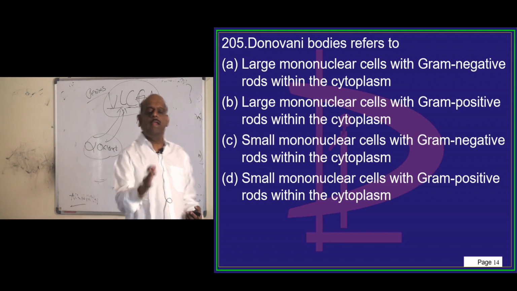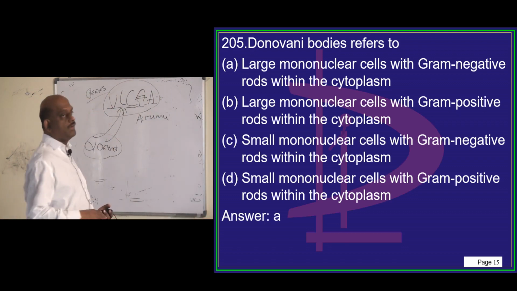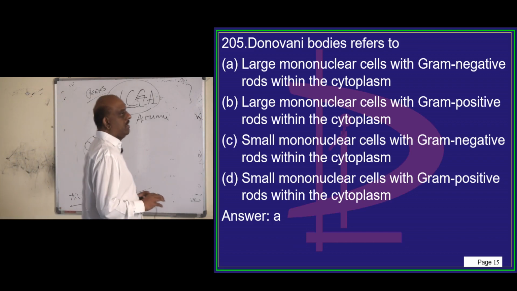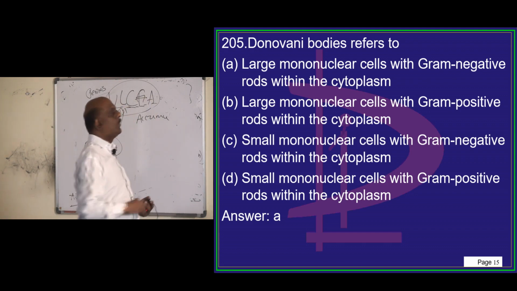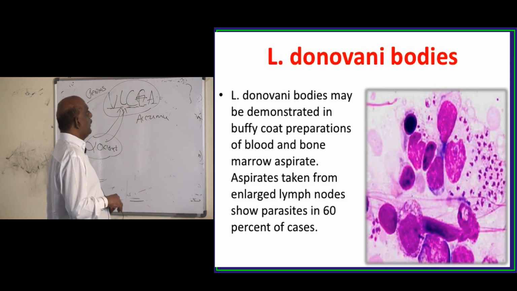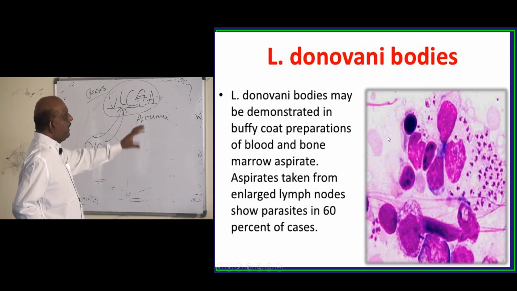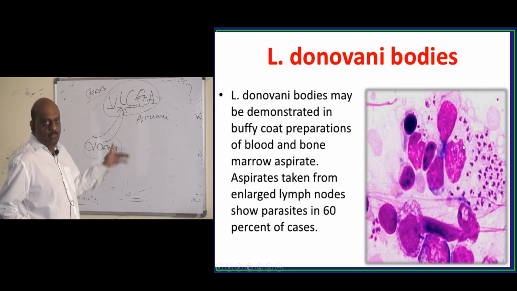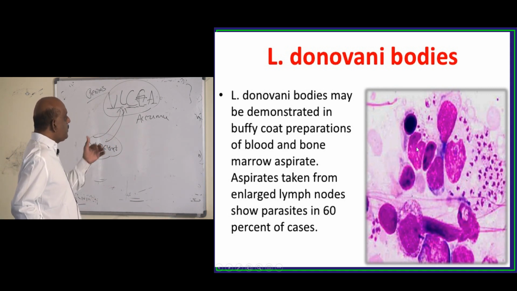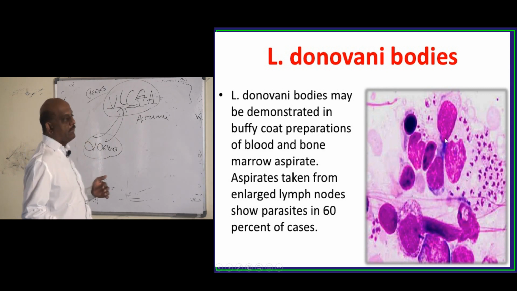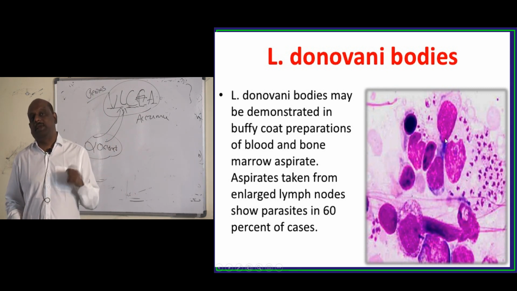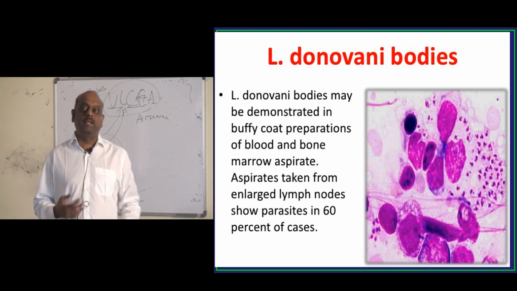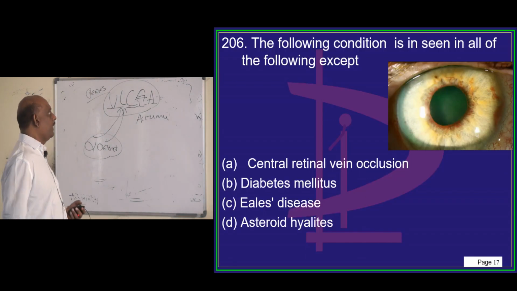So what are Donovan bodies? Donovan bodies are those large mononuclear cells with gram-negative rods within the cytoplasm, which are called Donovan bodies. So these Donovan bodies look like this. In a buffy coat preparation of the blood, the bone marrow aspirate, and the aspirates taken from the enlarged lymph nodes, in around 60% of the cases there is a yield of the Donovan bodies.